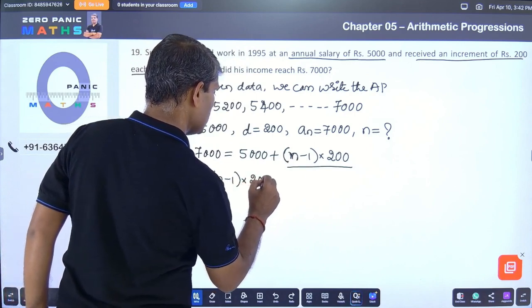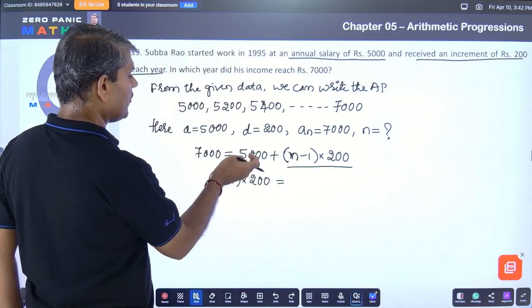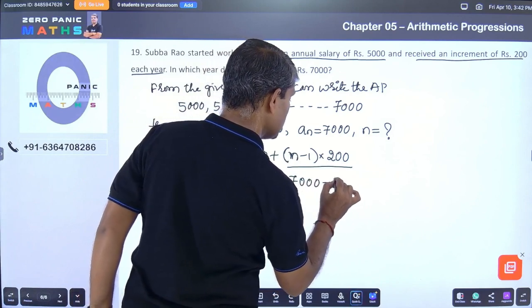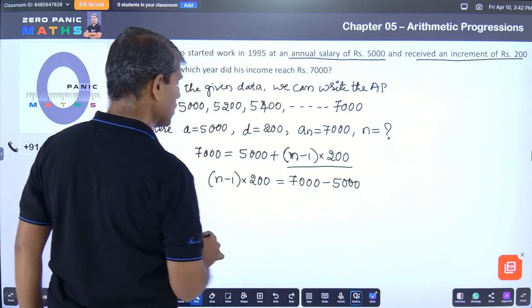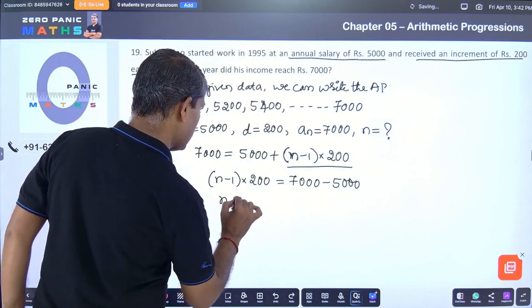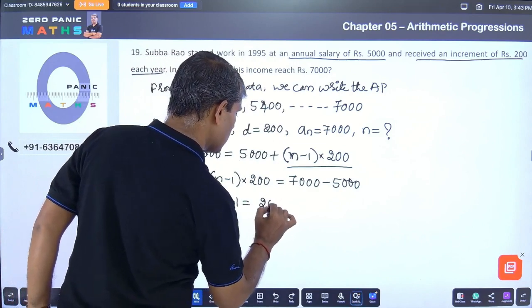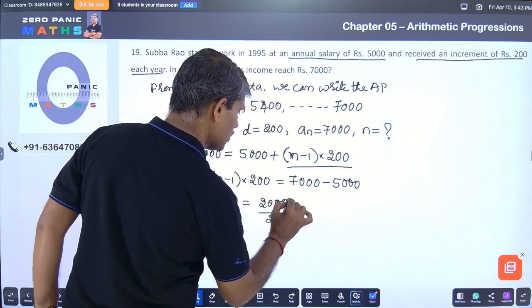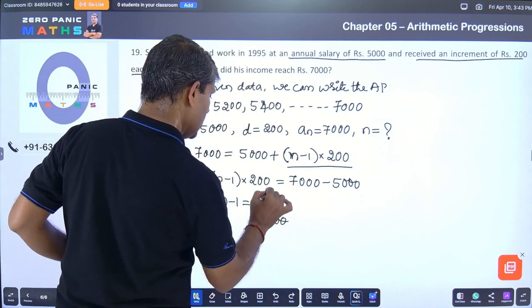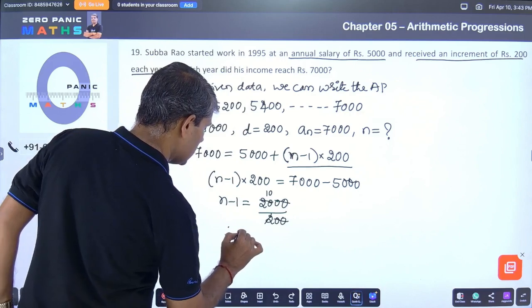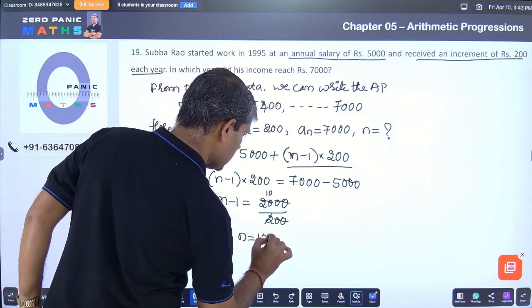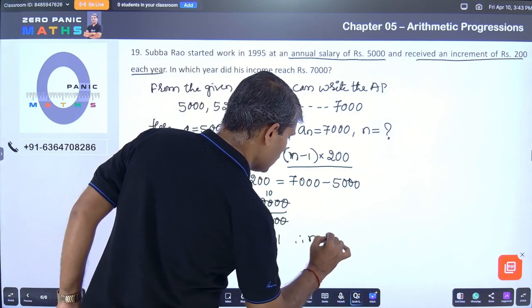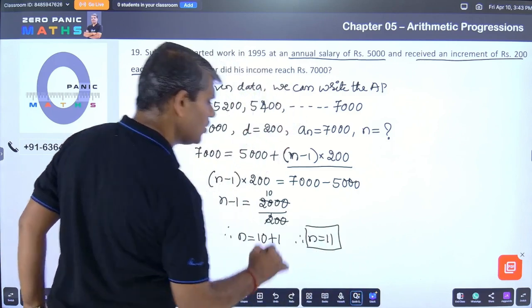Now let us write (n minus 1) times 200 to the right side, and take 5000 to the left side, which makes it 7000 minus 5000, right? That is 2000. So n minus 1 is equal to 2000 divided by 200. Two zeros cancel with two zeros, leaving 10. So therefore n is equal to 10 plus 1, taking the minus 1 to that side. Therefore n is equal to 11.